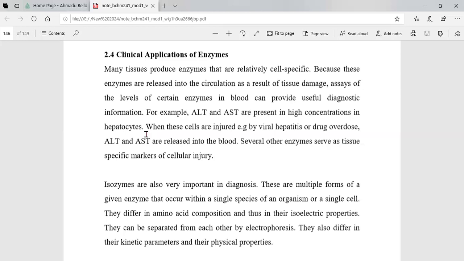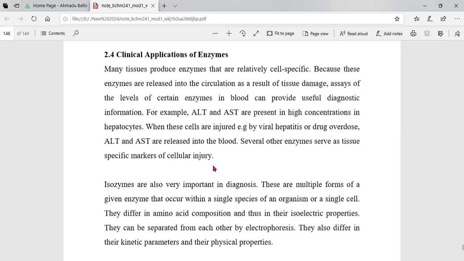For example, ALT, alanine aminotransferase, and AST, aspartate aminotransferase, are present in high concentration in hepatocytes. When these cells are injured, for example by viral hepatitis or drug overdose, ALT and AST are released into the blood. So several other enzymes serve as tissue-specific markers for cellular injury.